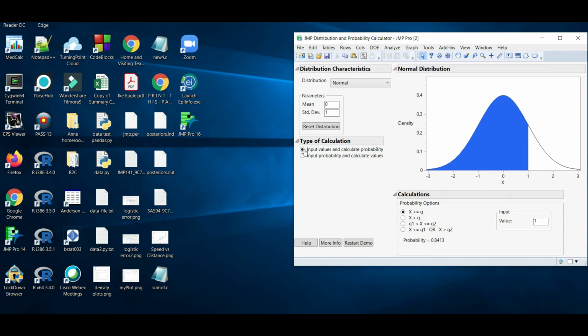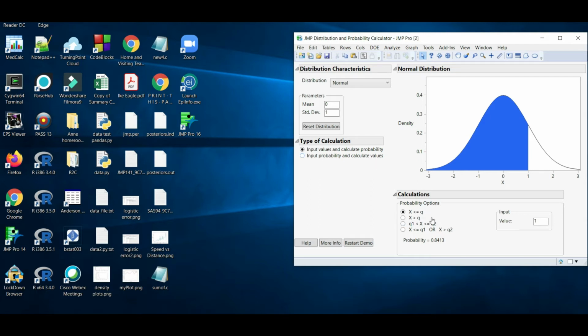I can calculate probabilities that correspond to certain values along the x-axis, or I can specify areas of that density and calculate values from the x-axis on that. So we'll be able to toggle back and forth between these. In this video, we're just going to be focusing on the probability calculations.